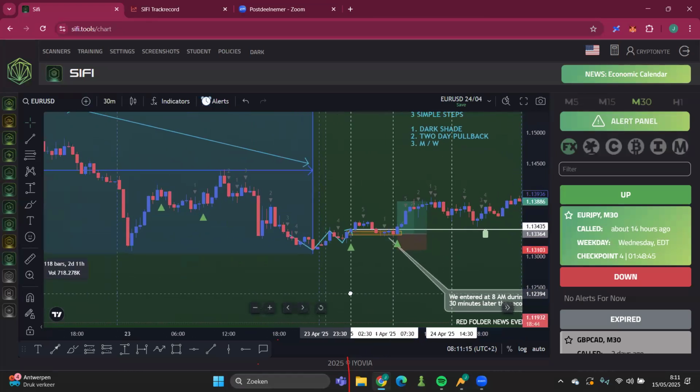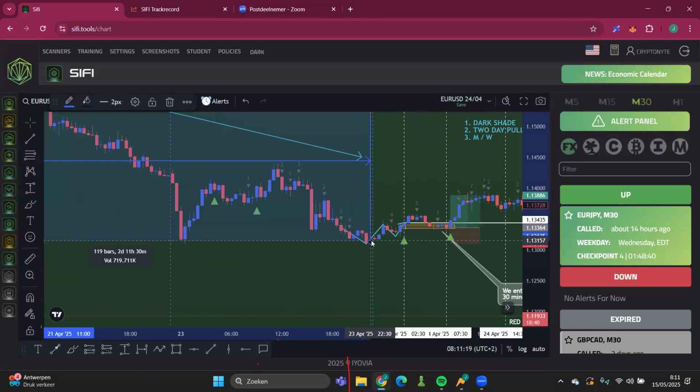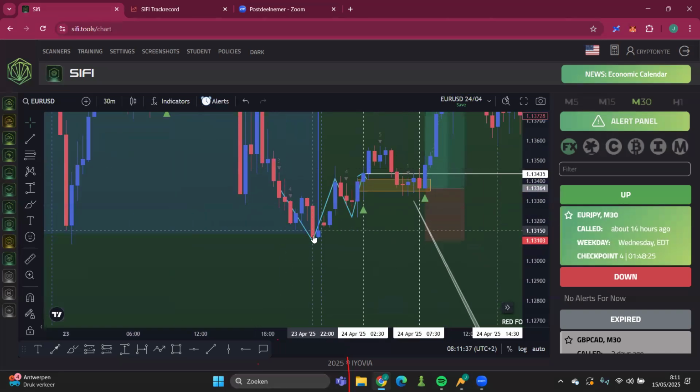right? Now we see price has pulled back even further, which is good. So do we have a 2-day pullback? We have 2 days and 11 hours. Do we have the dark shade arrow? Yes, of course. So dark shade arrow, 2-day pullback. And then do we have the W? We have the lowest point, or we have a higher low, right?